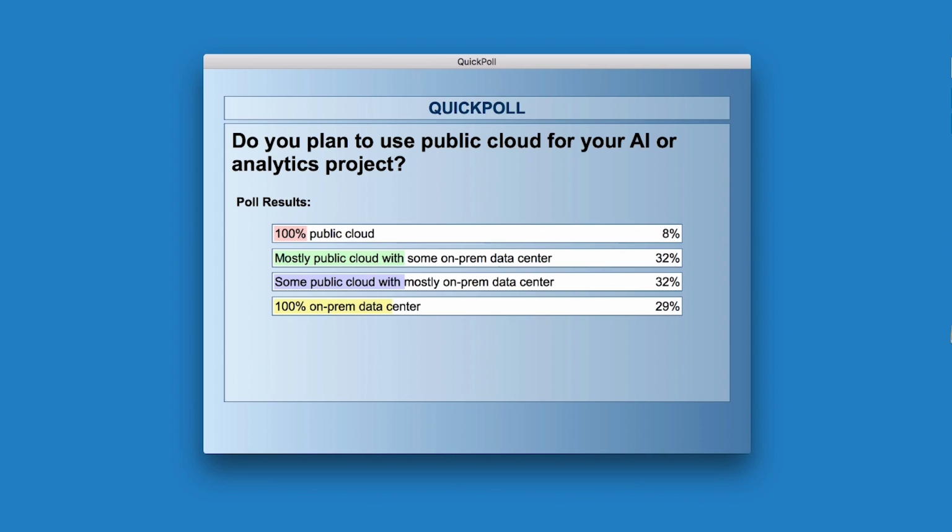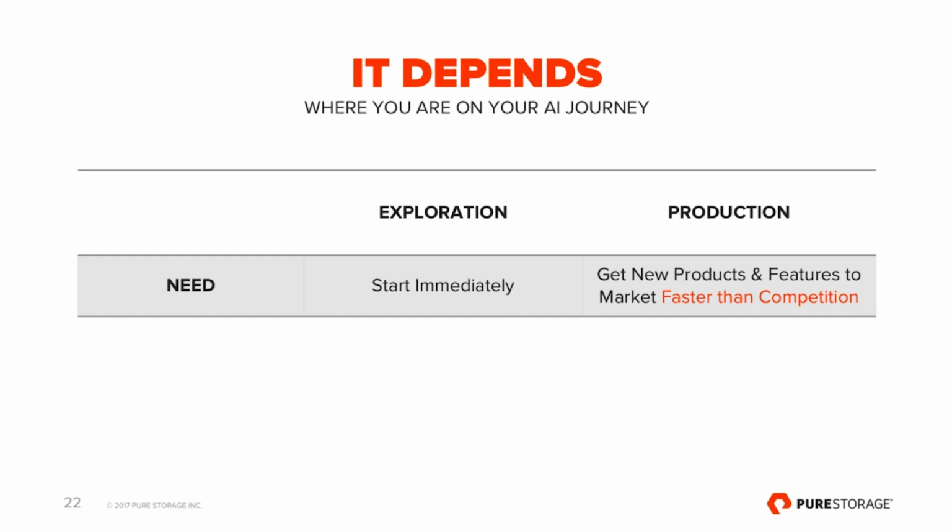Okay, great. So actually, there you go. Results. Wow, this is surprising. I don't know if it's surprising to all of you on the call. I would have actually thought that there are more people using public cloud than not, but it looks like about 8% of you are using 100% public cloud, while most of you are using some or mostly on-prem data center. That's great insight. I actually didn't expect that. Thanks for participating.